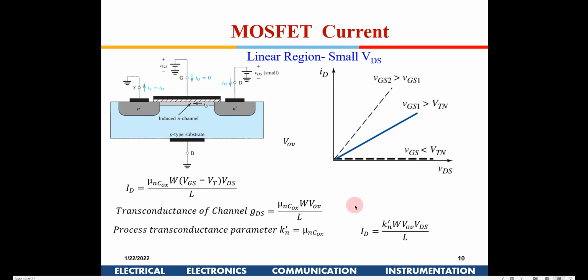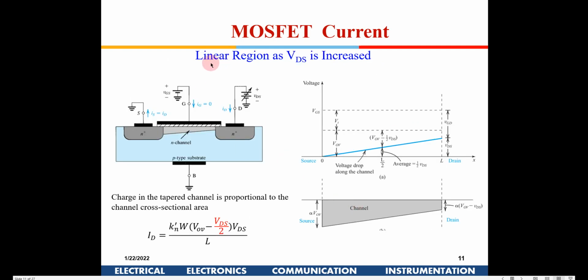Okay, so this is how the MOSFET behaves for small VDS variations. Now, after that, if we keep increasing VDS, what happens? Okay, now let's try and understand this graph here.